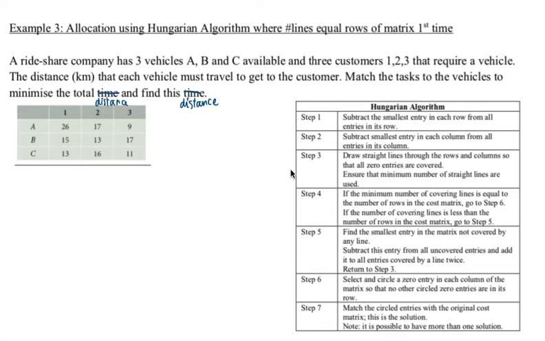In this video, we'll be looking at using the Hungarian algorithm to allocate three vehicles to three customers. In this case, we need to use the Hungarian algorithm to allocate where the number of covering lines equals the number of rows of the matrix the first time.